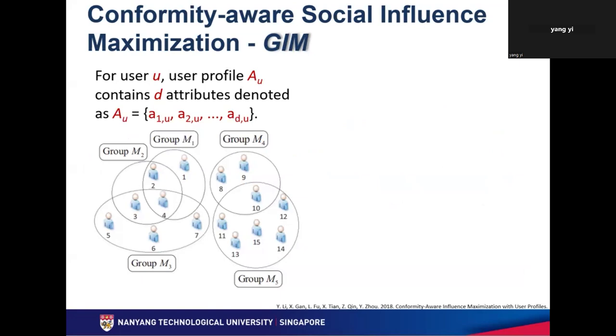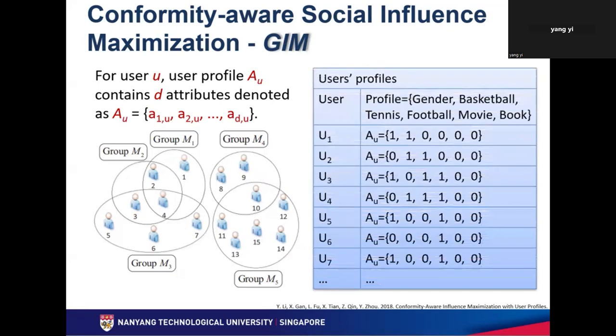Besides CINEMA, there also exist some other types of IM studies that take conformity into consideration. For example, I introduce one representative task, named GNM. For GNM, they first model each user using a user profile named A U, which contains D different attributes, denoted as A1U, A2U to ADU. Let's see an example.